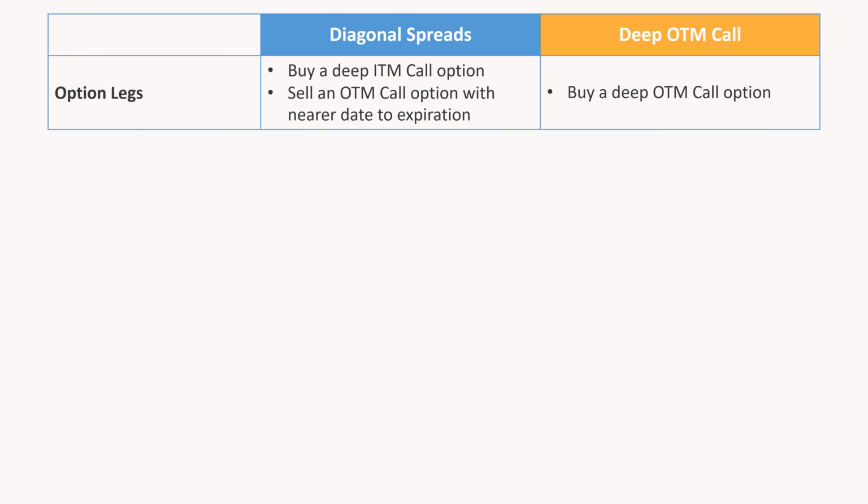Coming back to the slides, I'll be doing a side-by-side comparison of the pros and cons of the diagonal spread versus the out of the money call option. So remember, no single option strategy is perfect. There is always a trade-off. So it is very important to understand the strength and the weakness of each strategy so that you can choose the right one under different market conditions.